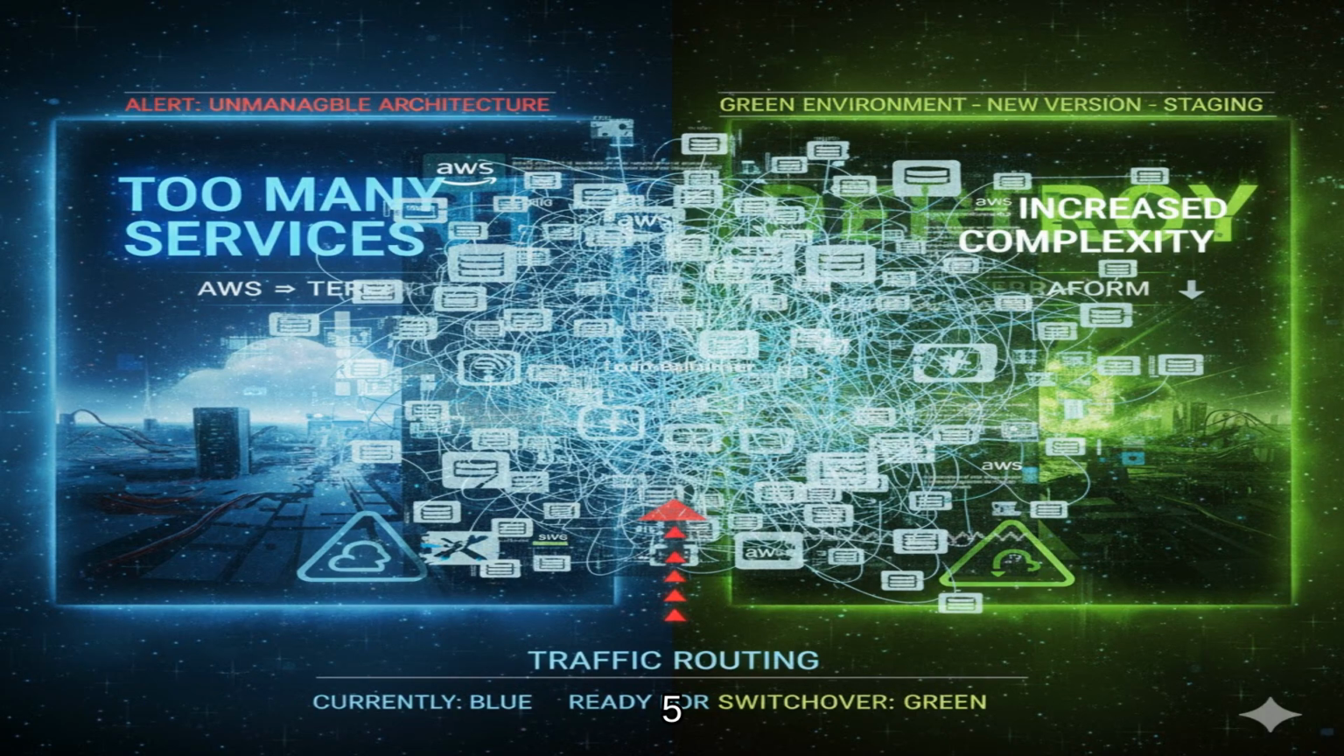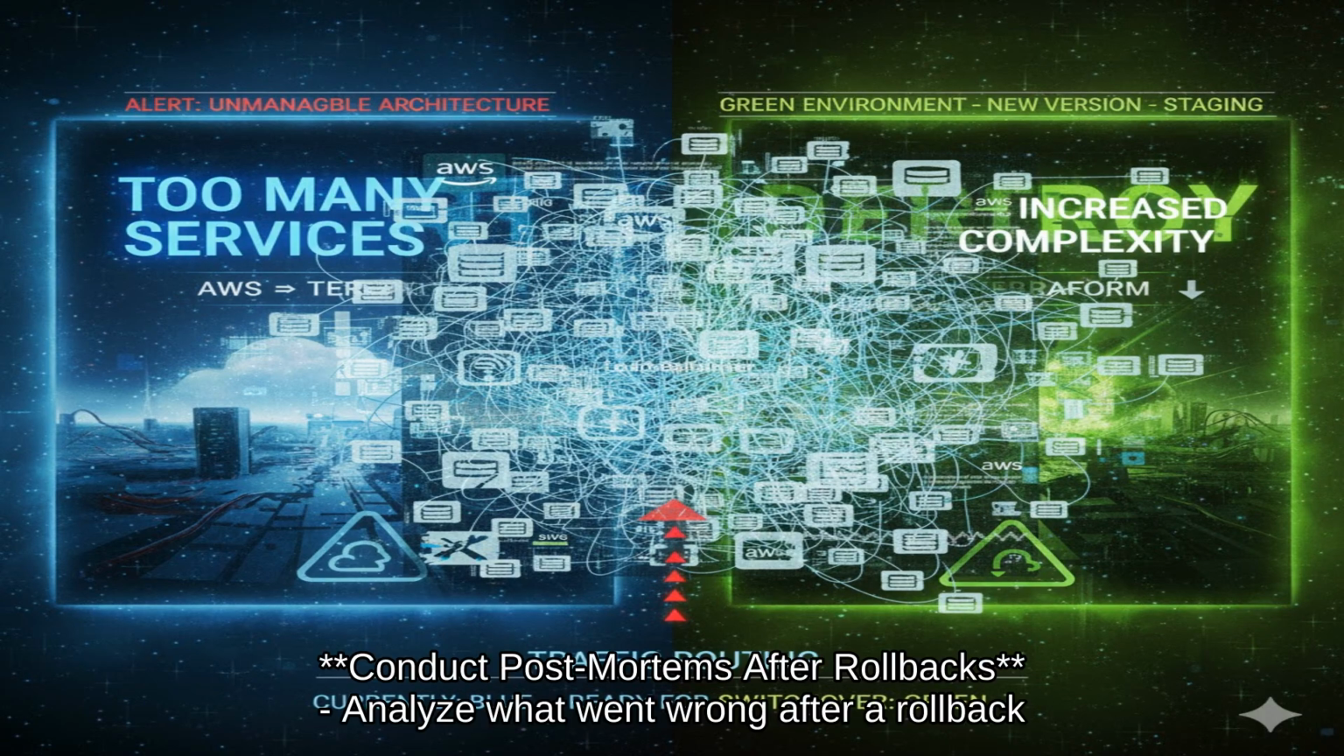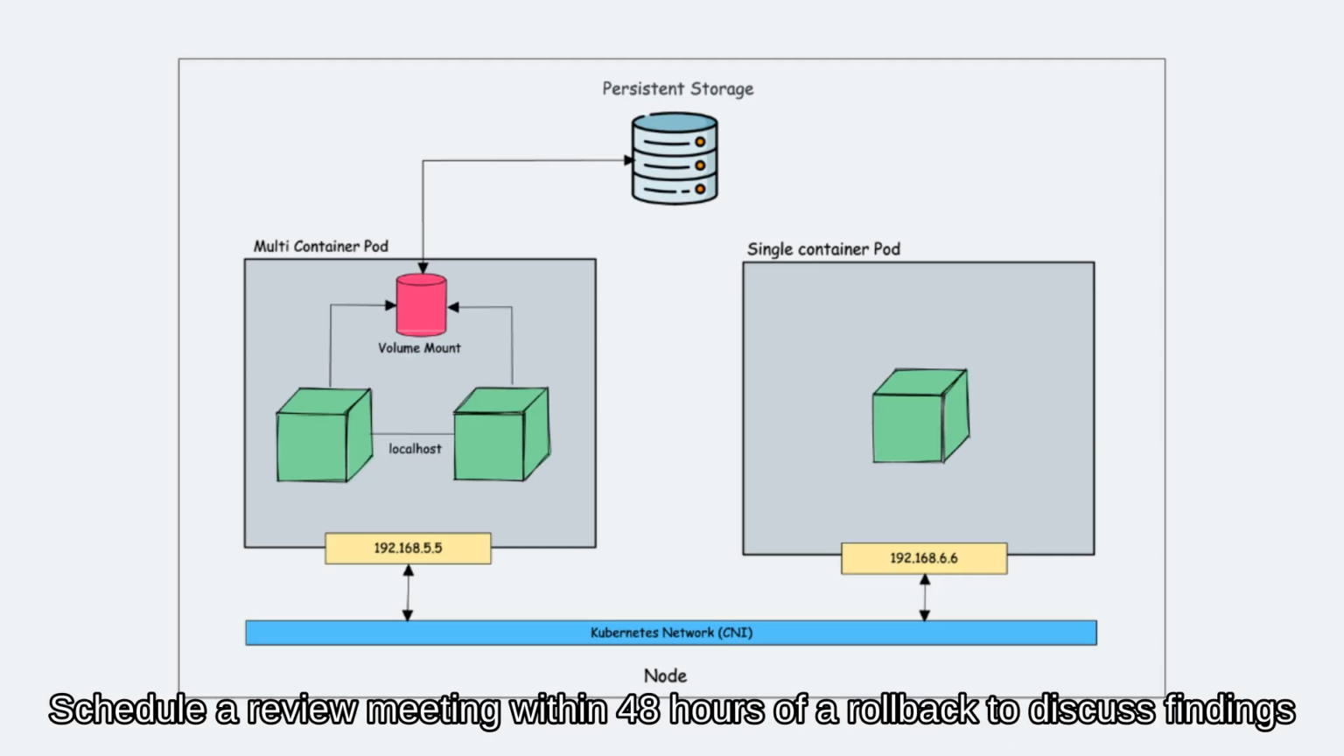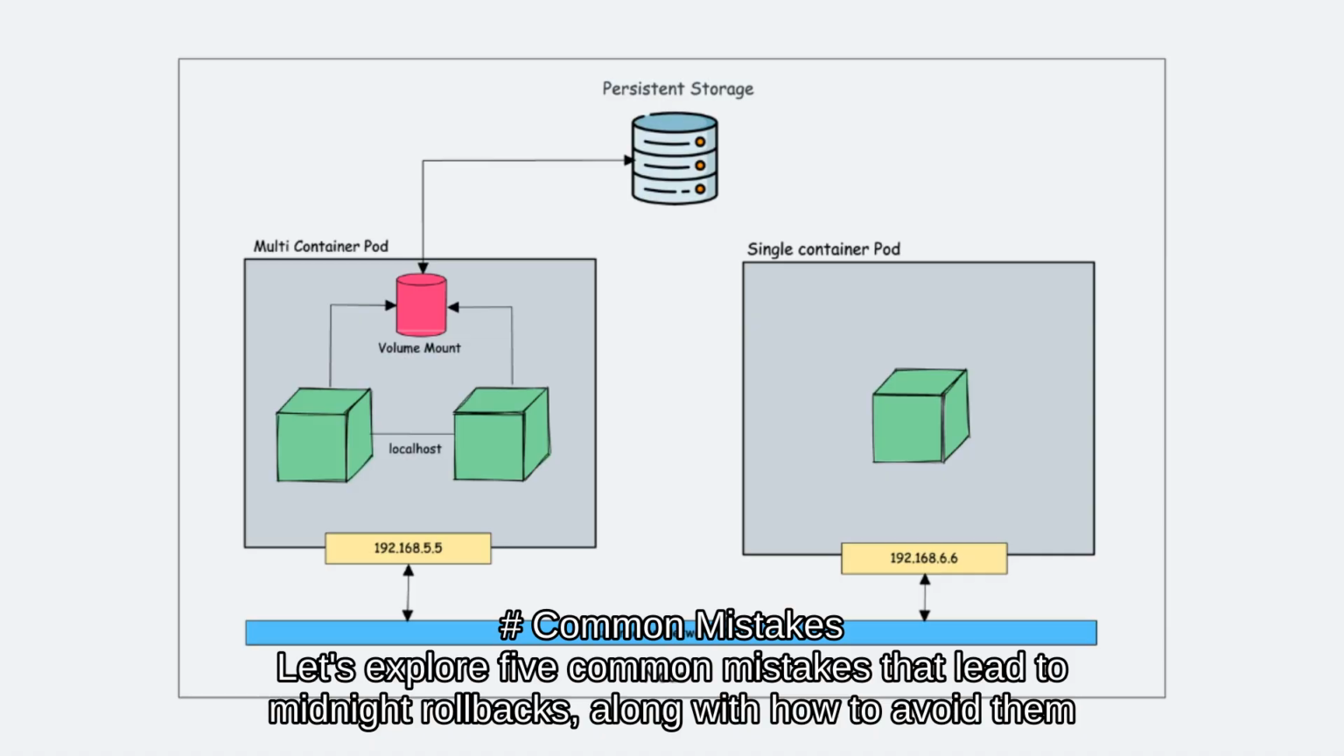5. Conduct postmortems after rollbacks. Analyze what went wrong after a rollback. Understanding the root cause is crucial for preventing future issues. Schedule a review meeting within 48 hours of a rollback to discuss findings.